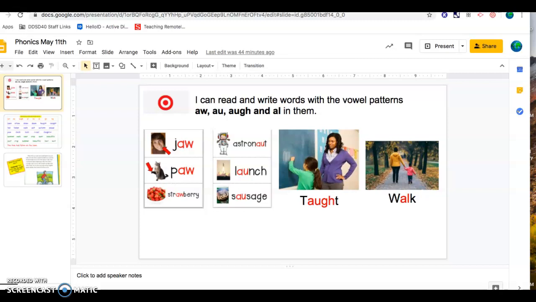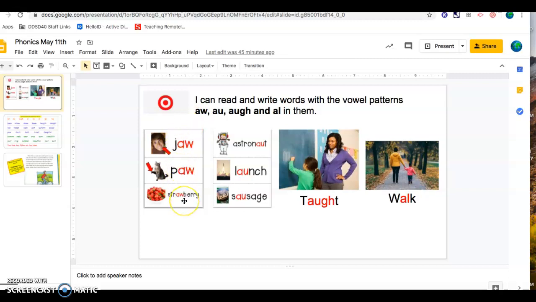For phonics this week, we are working on "I can read and write words with the vowel patterns AW that says ah, AU that says ah, AUGH that says ah, and AL that says ah in them." So notice that all of those vowel patterns make the same sound.